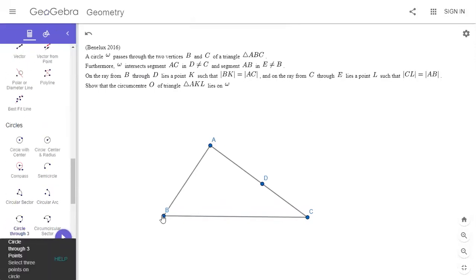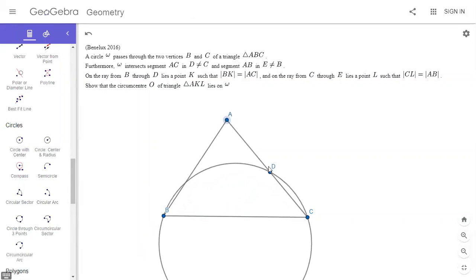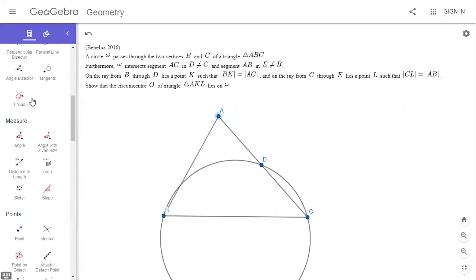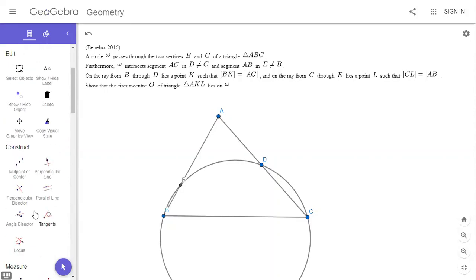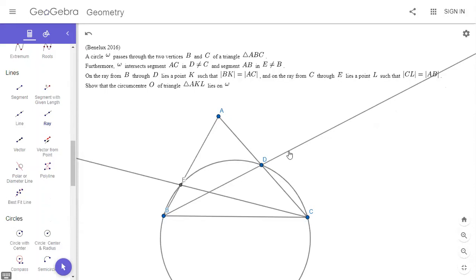Let's see. There we go. That looks a little better. All right, so it intersects AC at D and AB at E. The ray from B through D, so let me draw that ray. Here we go. It lies at point K such that BK is equal to AC. So we want BK equal to AC, and we want CL equal to AB.